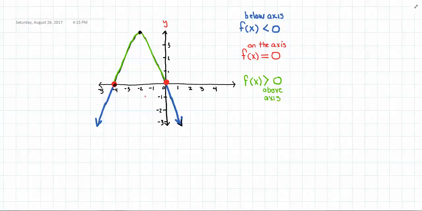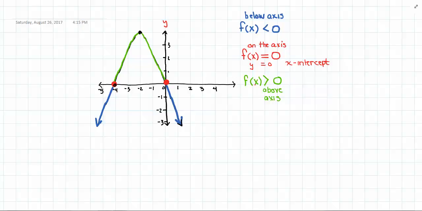And I've got it highlighted in blue here. That's where it's below the x-axis. That's where your y values are negative. Where the function is on the axis is where f of x equals 0, or where y equals 0. That's another fancy name for saying an x-intercept. If we let y equal 0, we're finding the x-intercept. So where it crosses the x-axis, that's where y equals 0.